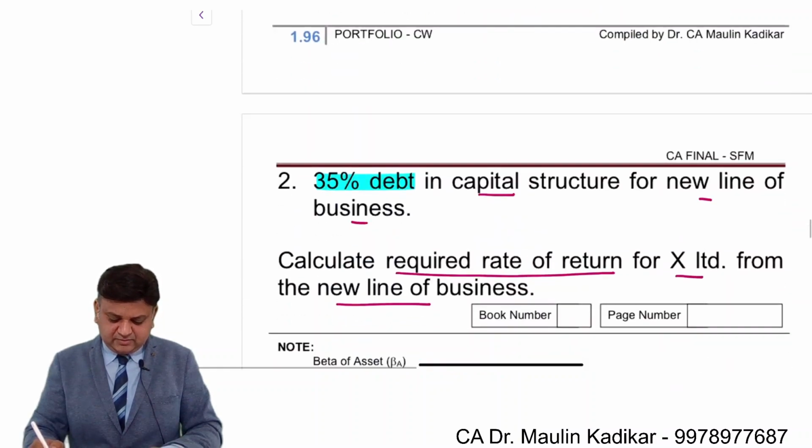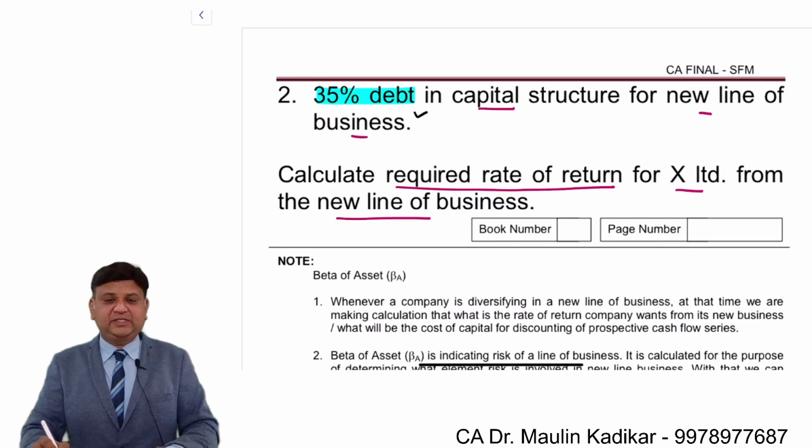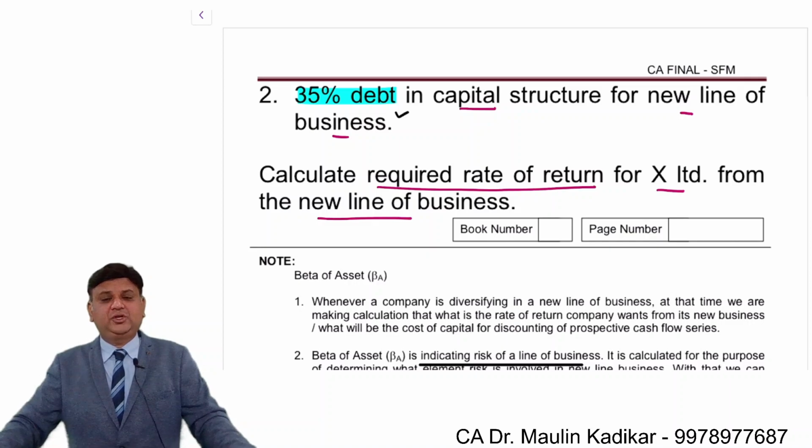Second part of the question, if 35% debt in the capital structure for the new line of the business. I request all of you to do the answer for the second part of the question on your own and put your answer in the chat box.